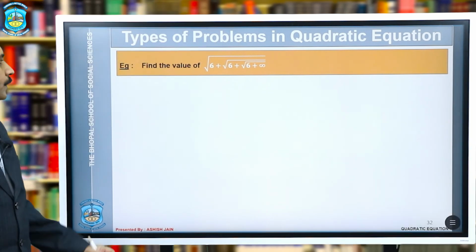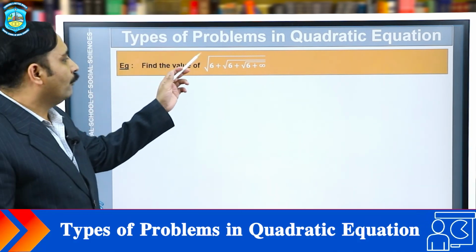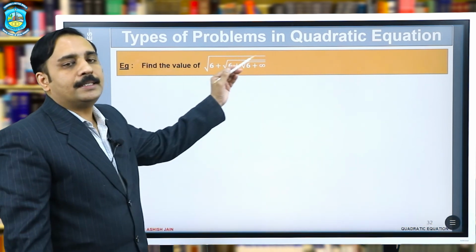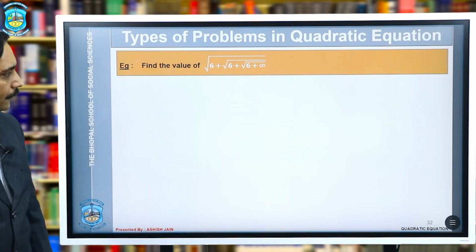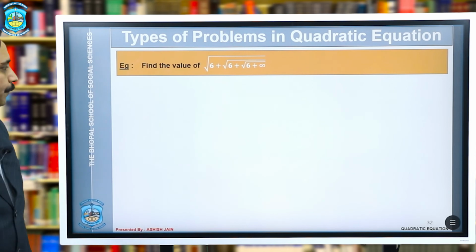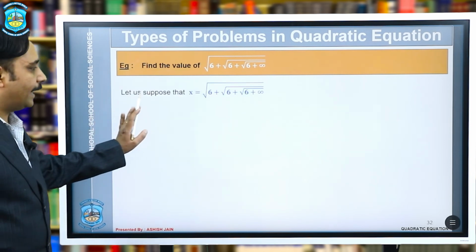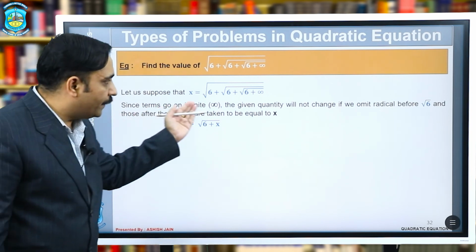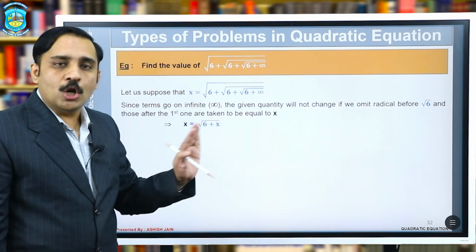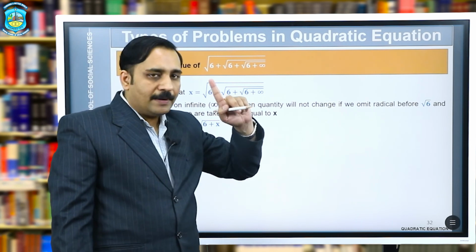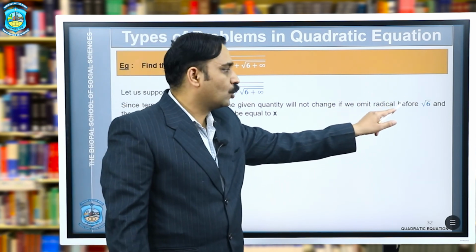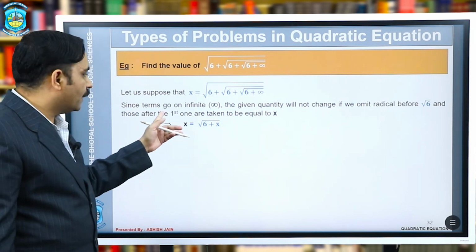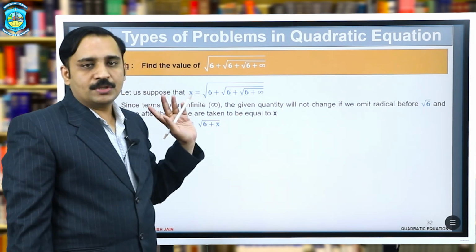Now the next problem. We have to find the value of under root of 6 plus under root of 6 plus under root of 6, and this continues till infinity. Okay, let us see how we solve this problem. Let us suppose that the value of x is equal to this. Since the terms go to infinity, this given quantity will not change if we omit one radical or one root sign, that is root 6 before that, and those after the first term will be equated to 0.